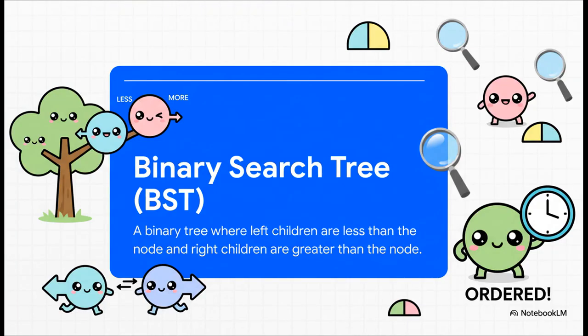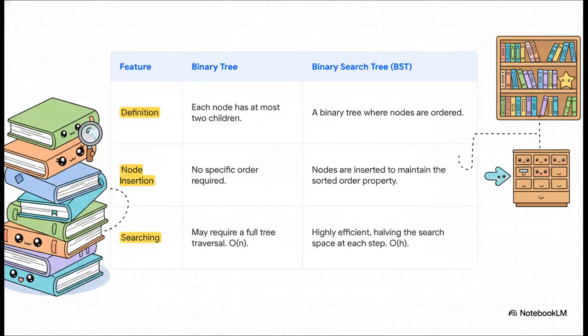Now, this is not just any old tree with two branches coming off each node. No, it is an ordered tree. And that simple rule you see right there, that's its superpower. For any node, everything to the left is smaller and everything to the right is bigger. It's this property that lets us basically play 20 questions with our data, cutting the problem in half with every single step. And this table just lays it all out, plain and simple.